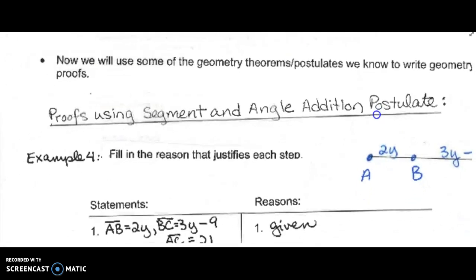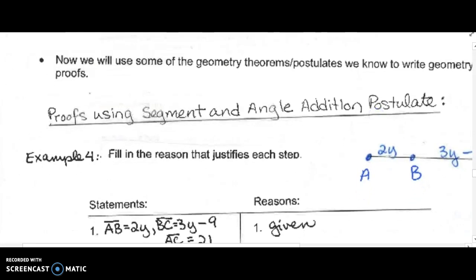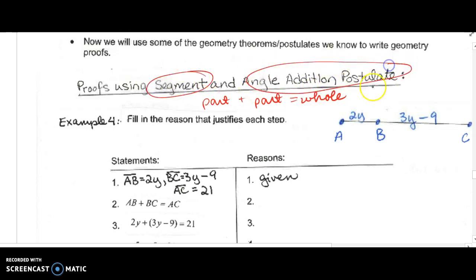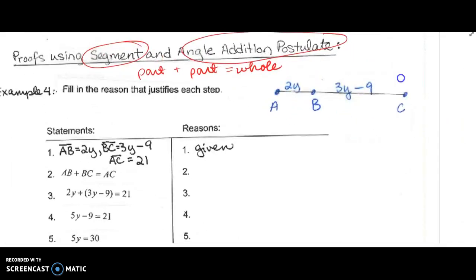Okay, so now we're going to step it up a little bit and use the segment and the angle addition postulates combined with the algebra in our proofs. So remember that these were the part plus part equals whole postulates. Segment addition was for segments, obviously, and angle addition obviously was for angles. These are on your pink sheet if you want to use your pink sheet for reference as we go through this. So we're basically just adding one step at the beginning of our proof.